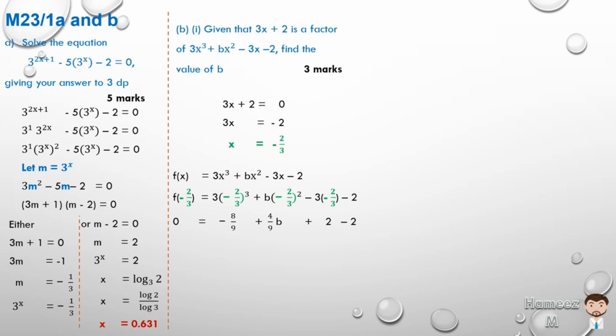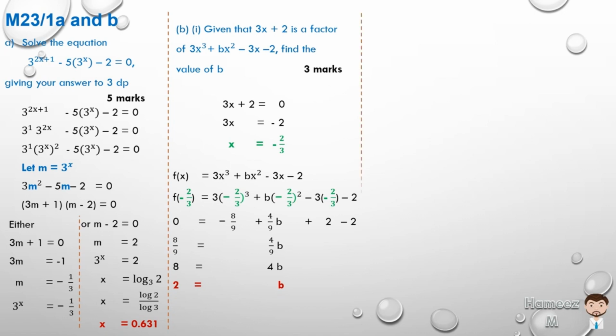So we can now solve for that. Since 2 minus 2 is 0, we can carry the minus 8/9 across, so it'll give us 8 over 9 is equal to 4 over 9 b. It means 8 is equal to 4b, so b is equal to 2. So when b is equal to 2, 3x plus 2 is a factor of that function.